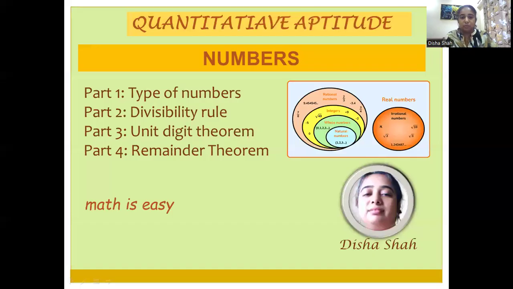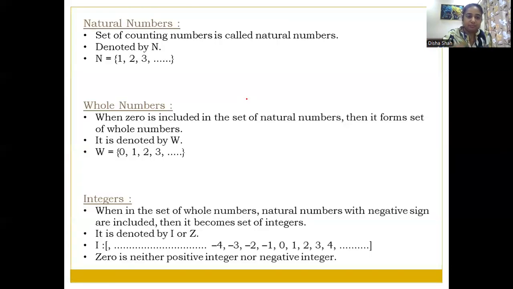So first let me share the screen with you. Okay. So as I said, this topic we have divided into four different parts. Today's module, the first part we will cover types of numbers. Second part we will cover divisibility rule. Third part we will see the unit digit theorem, and the fourth part we will learn about remainder theorem. So first in today's module, let's understand the different types of numbers. Okay? So let's enter into the world of numbers.